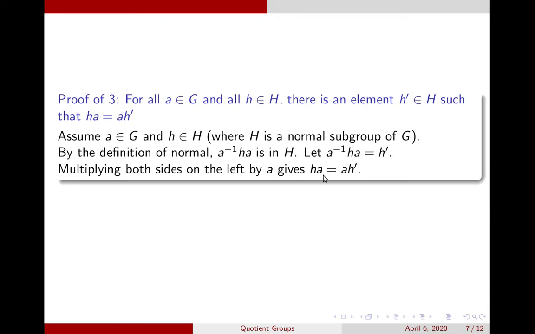And now if we multiply both sides of this equation on the left by a, the left-hand side will be h times a, and multiplying the right-hand side on the left by a will give us a times h prime. We've shown what we have to show, that h times a is a times h prime.